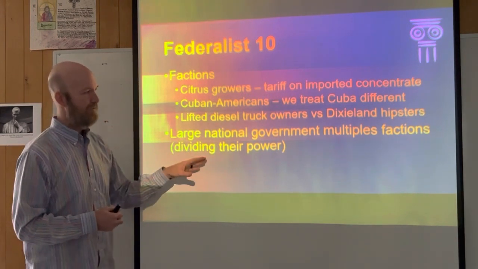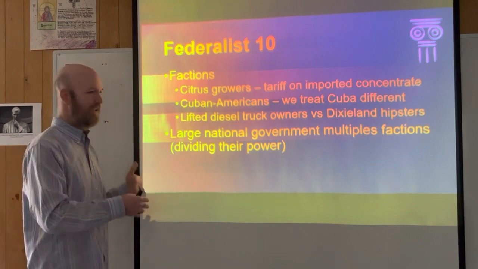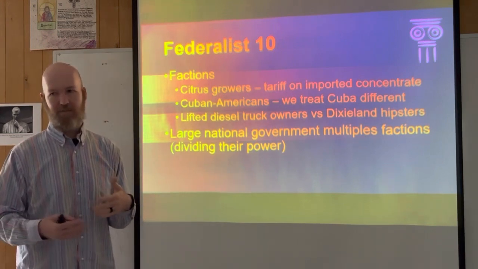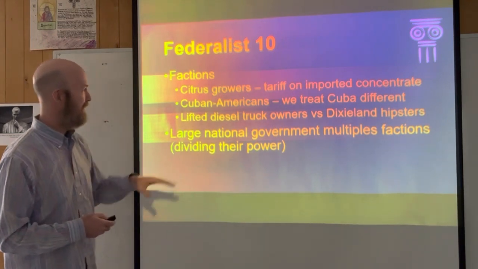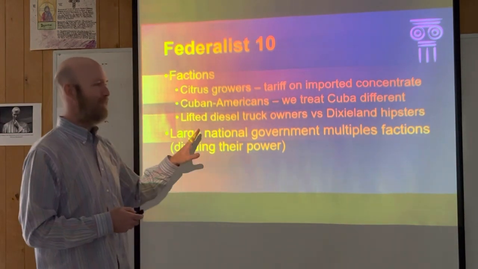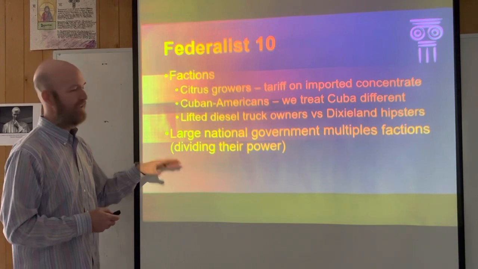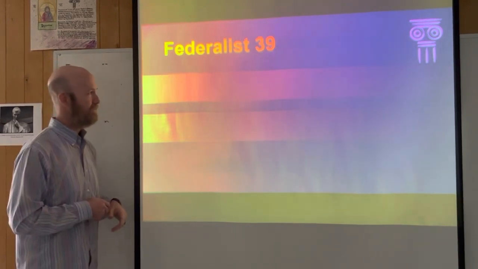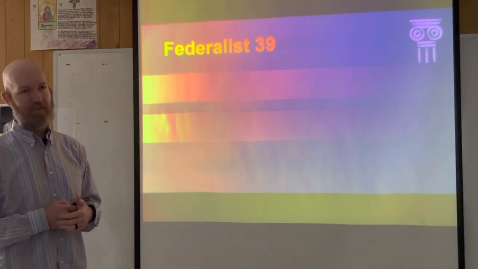So each one of these factions will have to negotiate and compromise with other groups in order to get what they want. So that was the argument of Federalist Paper 10, that a larger government will actually be better by reducing the power of individual factions. Then we get into Federalist Paper 39.